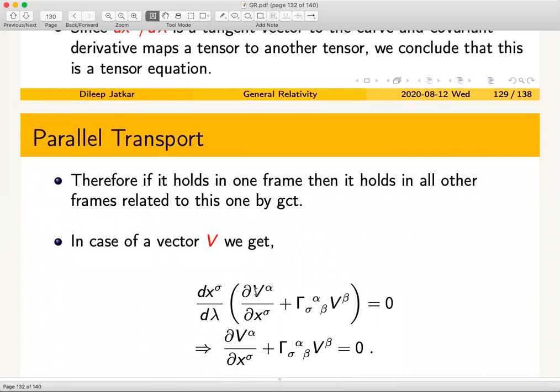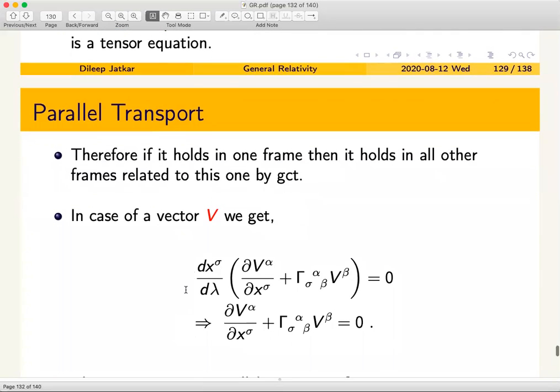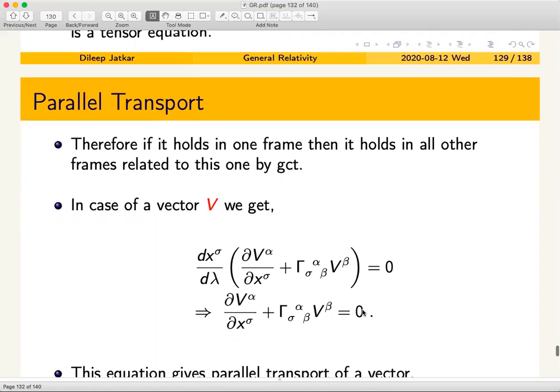The covariant derivative can be written in this particular form, where the first piece is of course the partial derivative and the second piece involves the Riemann Christoffel connection. Now, since the tangent vector is typically non-zero, this expression should vanish. So this is the statement that tells us what happens on parallel transport of a contravariant vector.